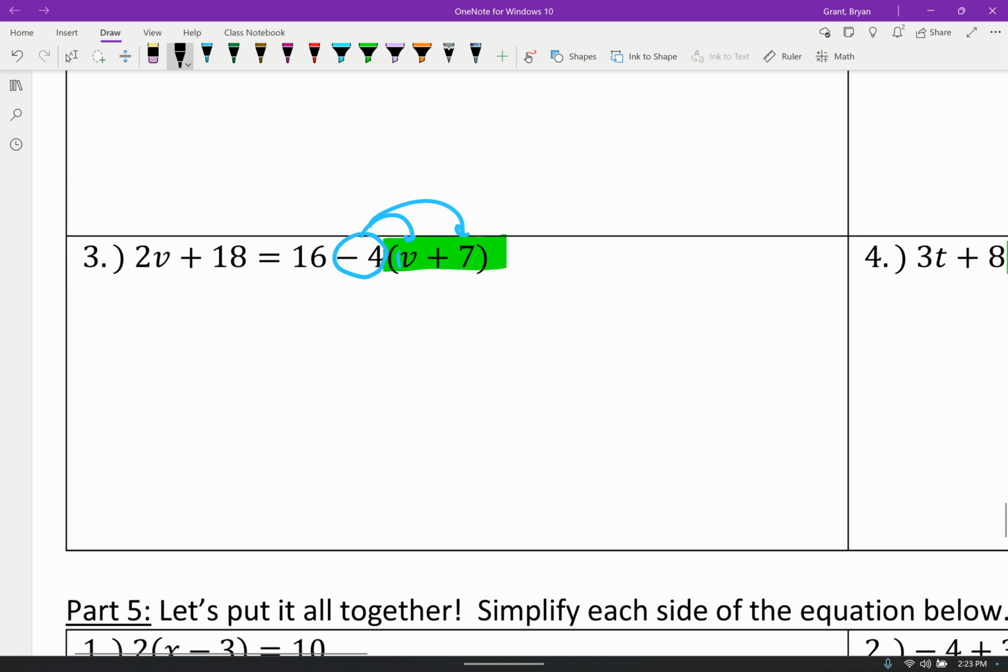So I'm going to rewrite everything that's not changing. Okay, there's still a 16, and now we'll work that negative 4. Negative 4 times 1v is negative 4v, but because there's a 16, it's minus 4v. And negative 4 times positive 7 is negative 28, but because there's a term in front, minus 28.